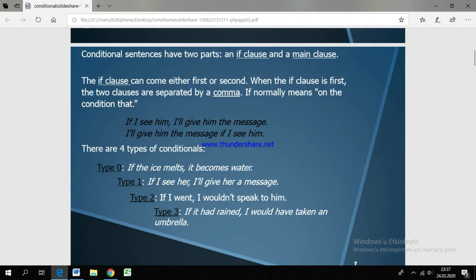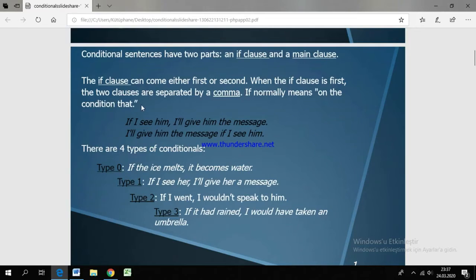So conditional sentences have 2 parts: an if clause and the main clause. The if clause can come either first or second. It really doesn't matter. The 2 clauses are separated by a comma. Please do not forget the comma. The comma is quite important when it comes to the if clause. But please do remember that when the if clause is first, the 2 clauses are separated by a comma. If not, we don't use a comma. If normally means on the condition that.